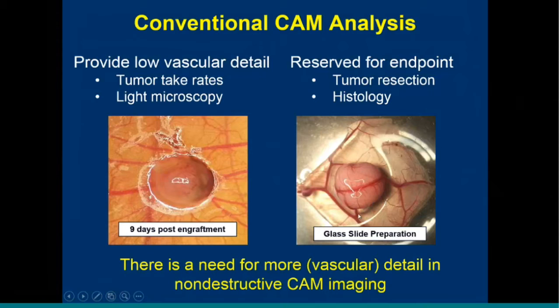And indeed, when we actually went through and did the tumor resection, there was a ton of vasculature within the tumor mass itself. And so a simple metric like light microscopy really isn't going to capture much in the way of vascular data here. And so we posit that there's a need for more vascular detail in non-destructive CAM imaging.